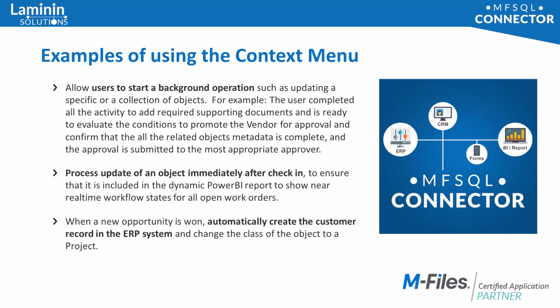So the first example that I want to highlight is where it is user controlled. So a user actually wants to start a background operation. For example, the user is involved in completing the documentation associated with a vendor, all the contracts, supporting documents, additional evaluations that need to take place within the organization for a vendor to be approved.